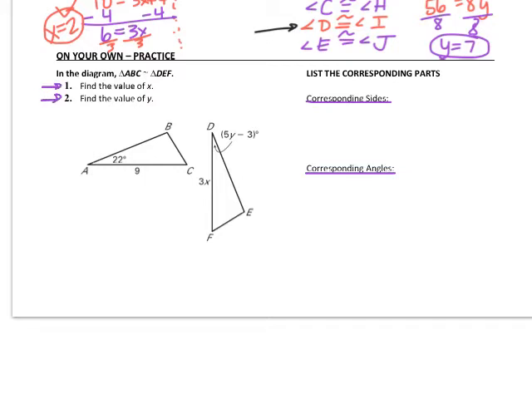Just make sure that you can see that there's a side length here and a side length here, and then of course we have angles that are going to match up. The angle that's marked 22 degrees is going to be corresponding to this one here. So please find the value of x and y after you list the corresponding sides and angles. And in order to get a stamp for your notes, make sure you do that part. The on your own has to be done in order to get your stamp.